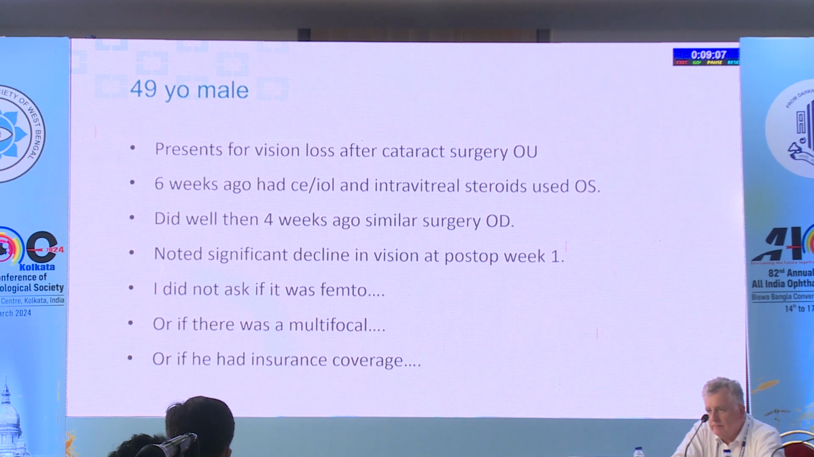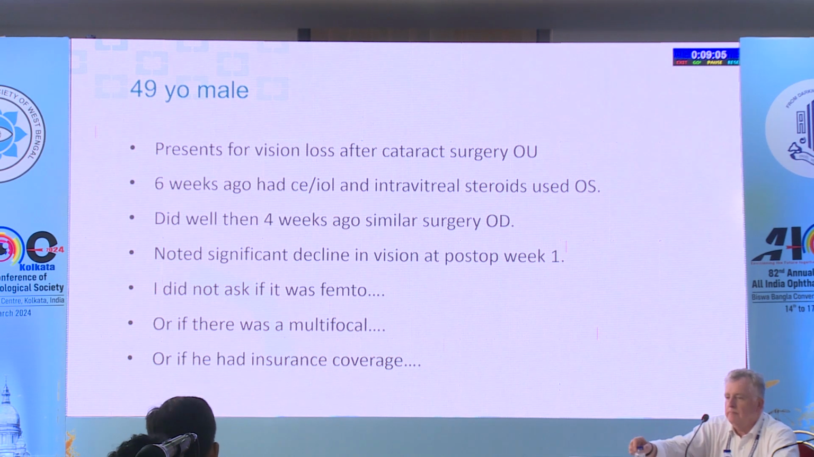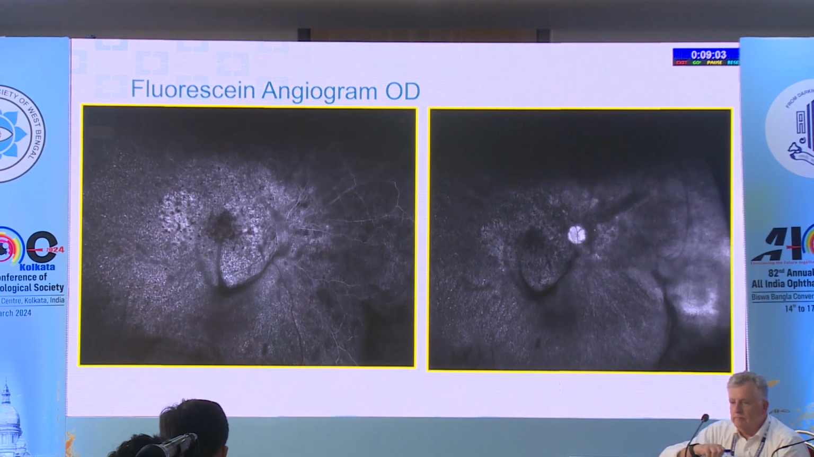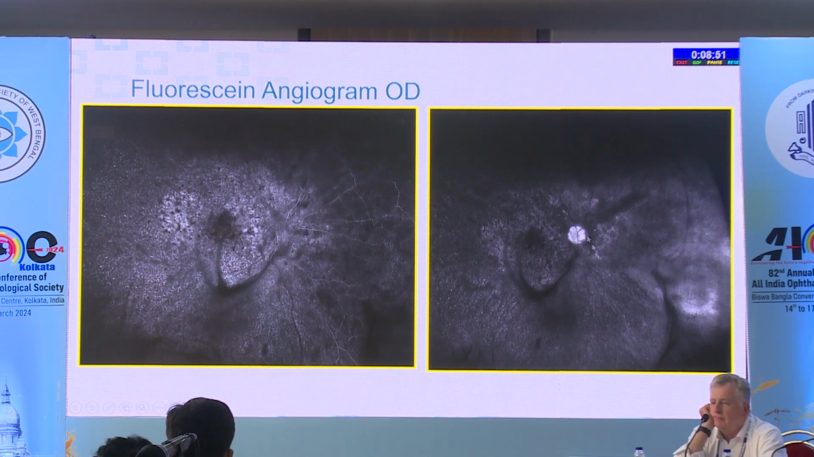He did well, did a similar surgery, declined of vision. And this is not just vitritis, this is actually the steroids that were put inside the eye by the cataract surgeon. So in the fluorescein angiogram of the right eye, you can also see in the late phase this triangular shape here of hyperfluorescence that we're going to look at a bit later. And this can tell you that this could actually be an infectious disease, maybe syphilis.